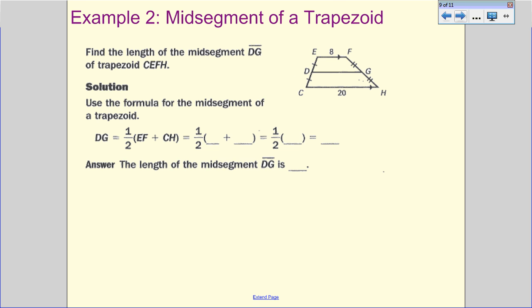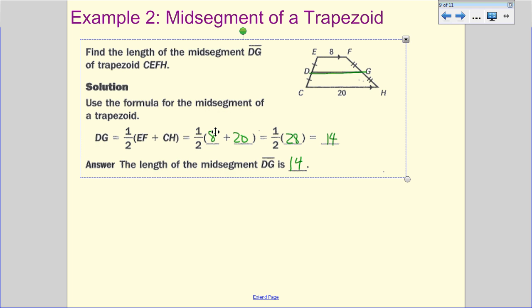So let's take a look at how we can use that. We want to find the length of this mid-segment. Really, you're kind of finding the middle. You're finding an average. Take the two bases that you have, add them up, and multiply by 1/2. So we're going to take 1/2 of 8 plus 20, which is half of 28, which is 14. So DG is 14. It's in the middle of these two.